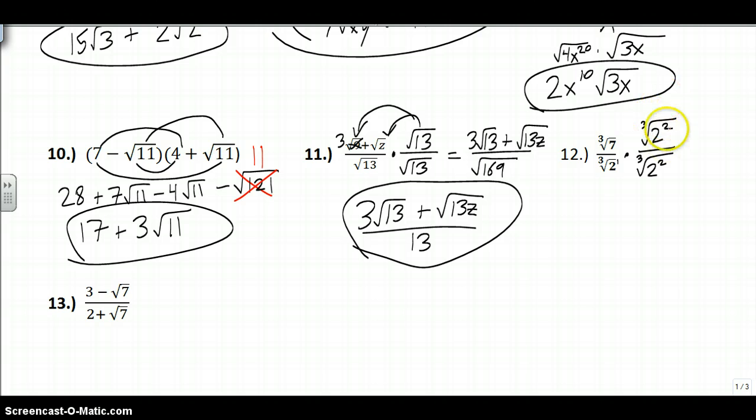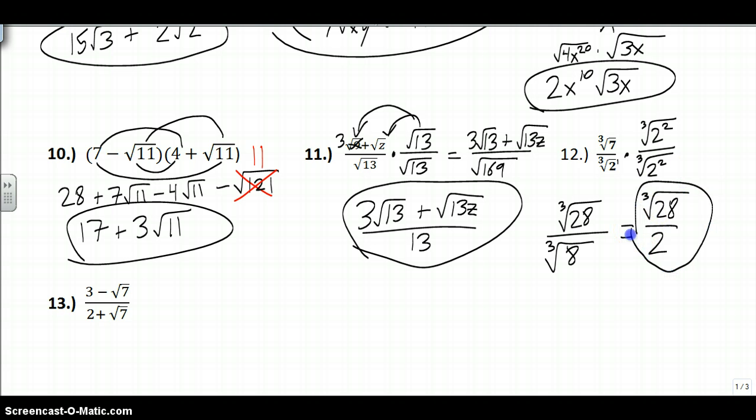The top, well, of course we know 2 squared is 4. 4 times 7, so this will be the cubed root of 28 over the cubed root of 2 times 4, which is 8. If you look on your table, the cubed root of 8 is 2. And then you can look and see, does the cubed root of 28 break down? No, 8 doesn't work, 27 doesn't work, and by that point you're too big. So this is it, the cubed root of 28 over 2.